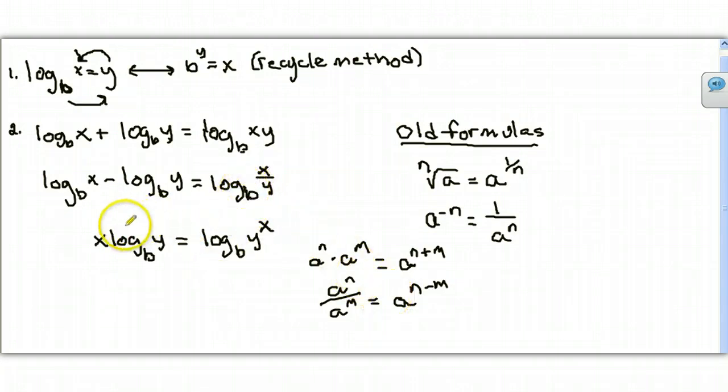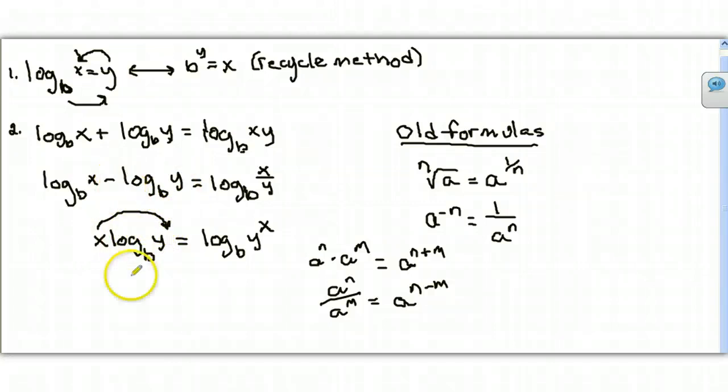And then this last formula says if you've got x log y, you're not supposed to have anything to the left of the logarithm. So what you do is you take it and bring it to the right, but it becomes a power. So instead of x log y, it's going to become log base b of y to the power of x. Whatever that number is over there, it's going to become a power on the right side. So everybody good with that?